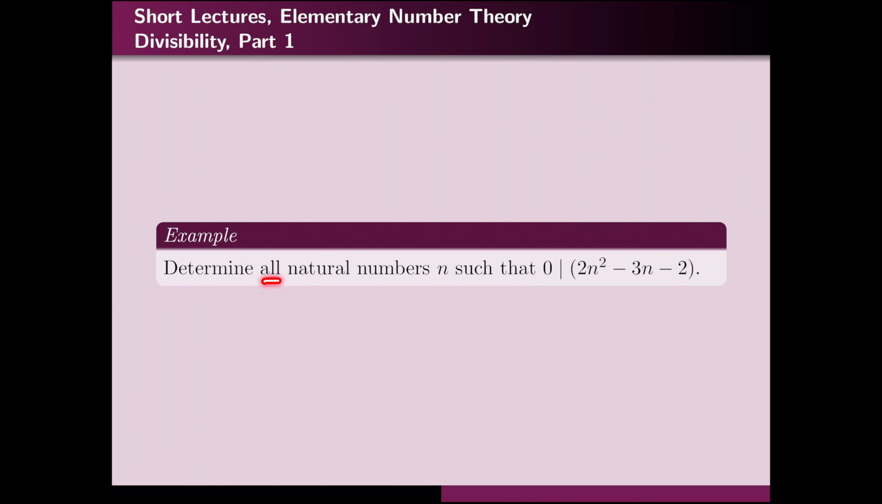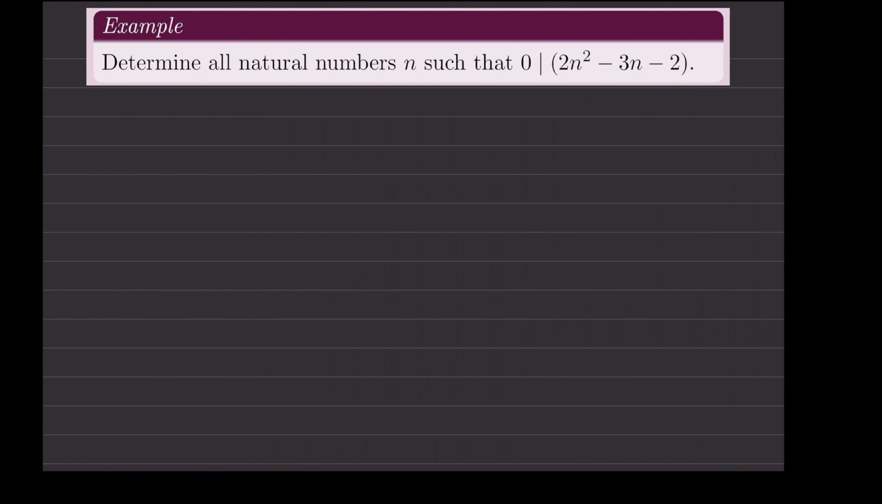Determine all natural numbers n such that 0 divides 2n squared minus 3n minus 2. Okay, we just learned that if this is going to be true, because the left-hand side is 0, this happens if and only if the right-hand side is also 0. So in other words, if I want to solve this, I have to answer for which natural number or numbers this expression is 0. But this is very simple.